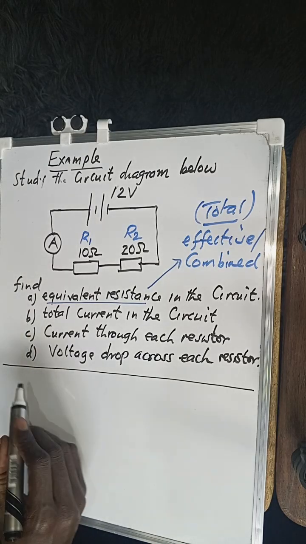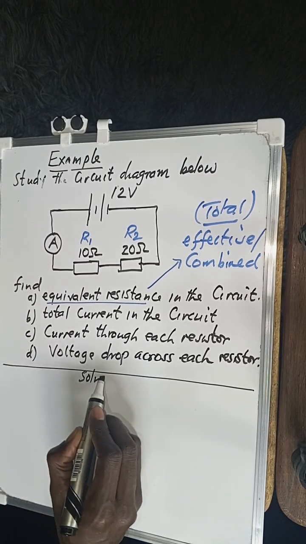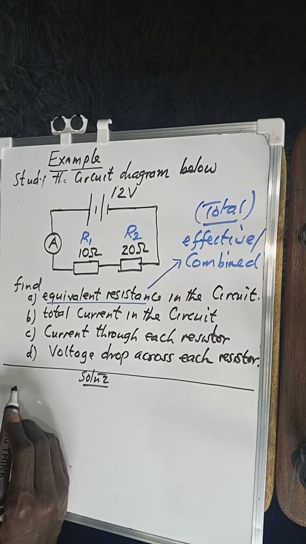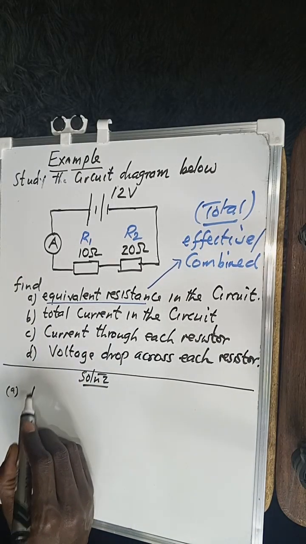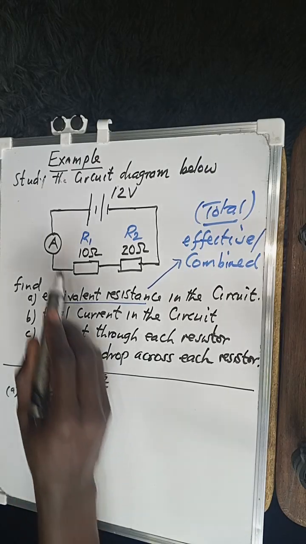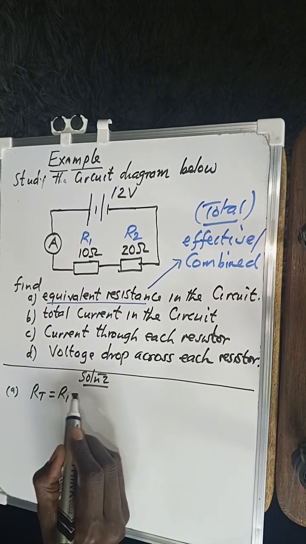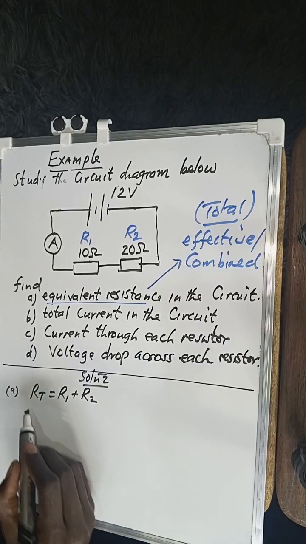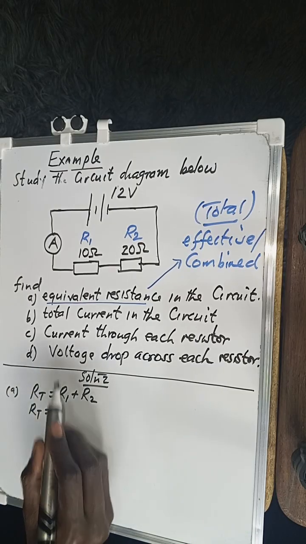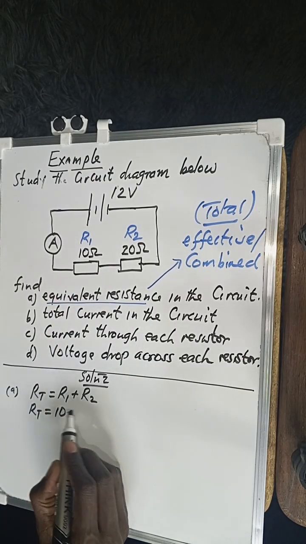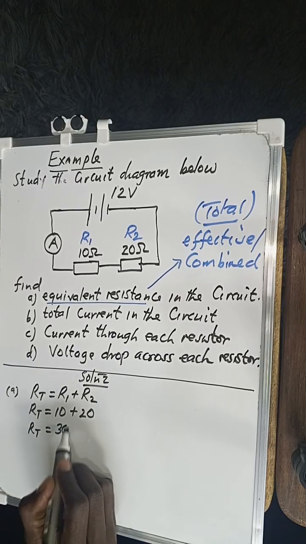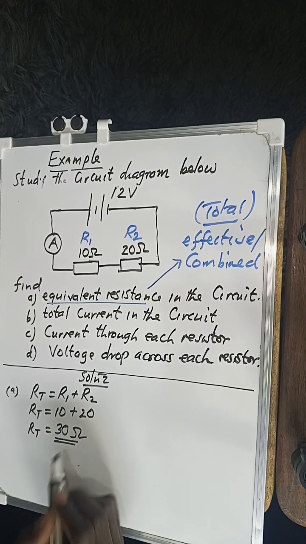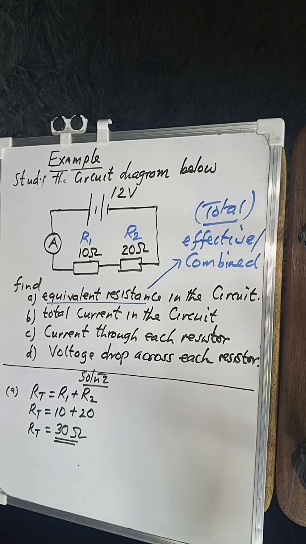All right, so the A part: if we look at the solution, it says find the equivalent resistance. Of course, the equivalent or the total resistance, there are only 2 resistors, so I'll just say resistor 1 plus resistor 2. So resistor total, you just add that, is 10 plus 20, which is going to give you 30 ohms. Units are very important in physics. And of course, show your formula there.